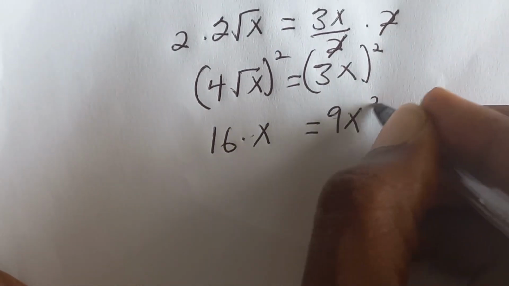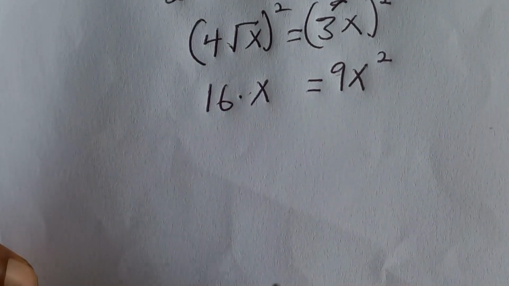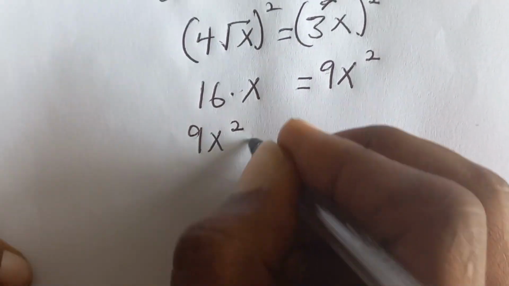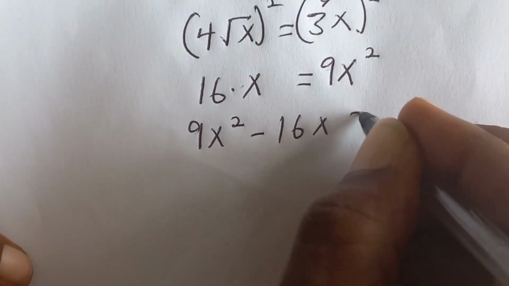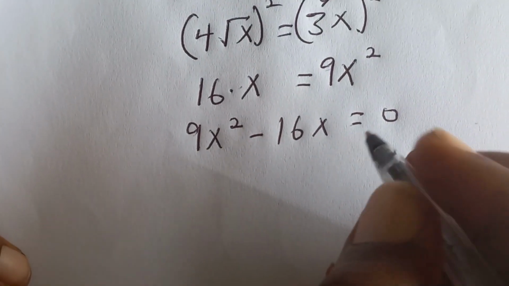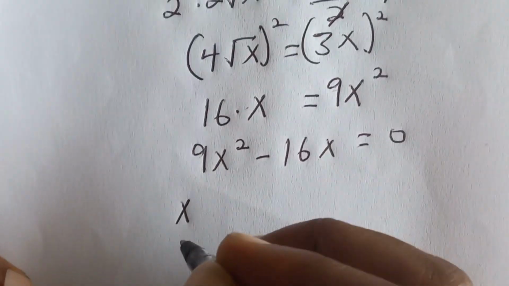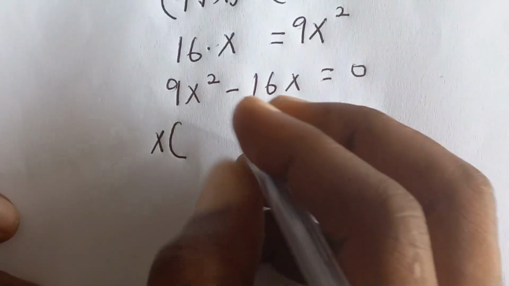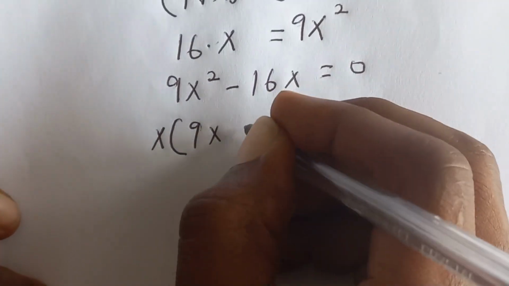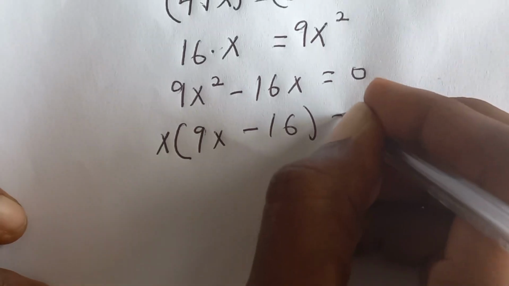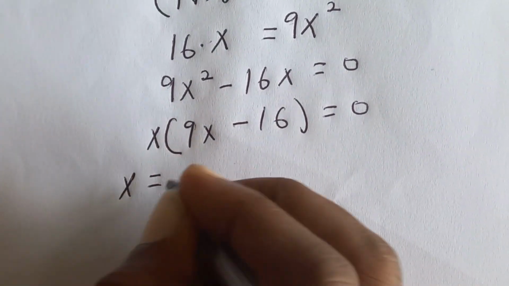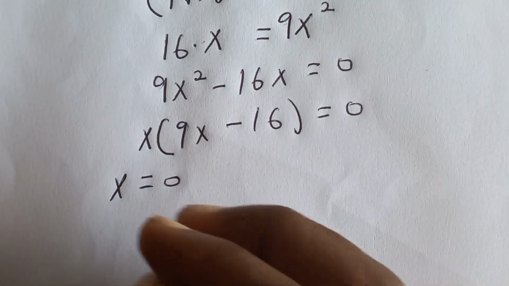Then x squared is squared. Okay, so with this, we can say that 9x squared minus 16x is equal to 0. Okay, so we can factorize x out. So x into brackets 9x minus 16 is equal to 0. Okay, so with this, x is equal to 0 as our first case.